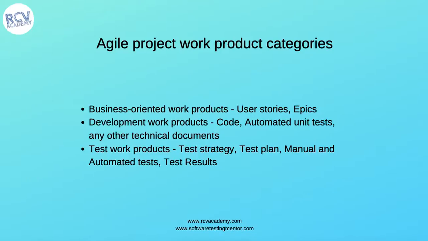Then the manual and automated tests. Because in the Agile approach you have a lot of behavior driven development approaches nowadays, your test cases could be in the given-when-then format, which forms the basis of your manual as well as automated testing. Similarly, any test results, test logs, test data, etc. also form the test work product. So these are the three key areas, or three main categories, of Agile project work products.